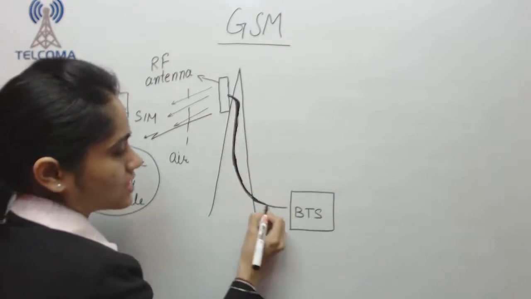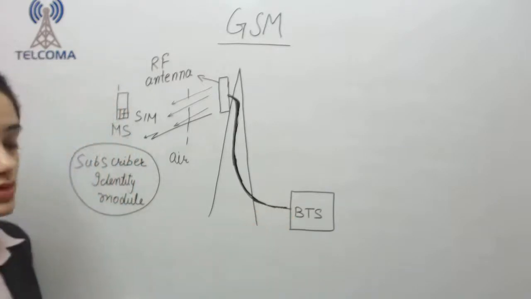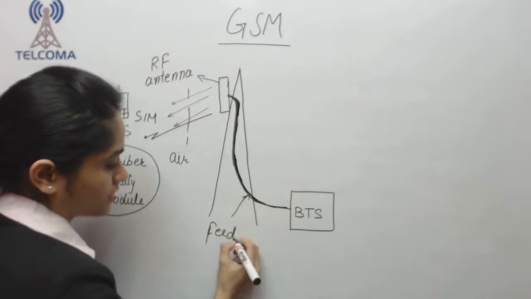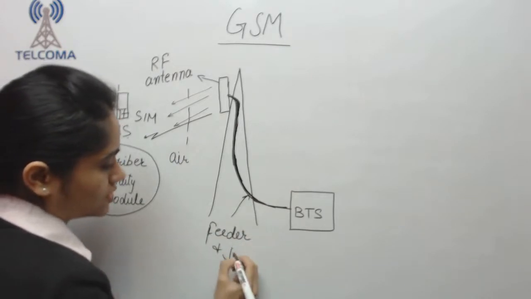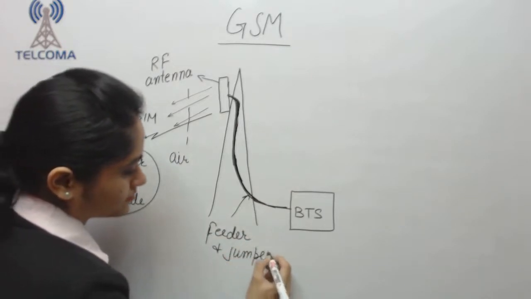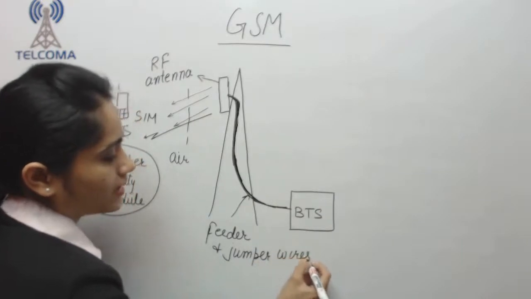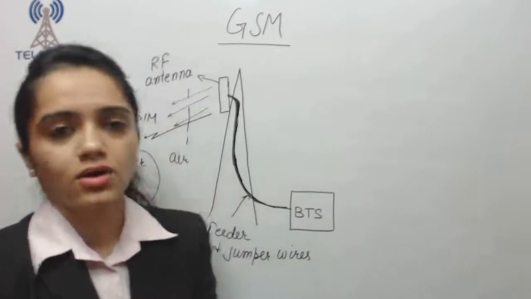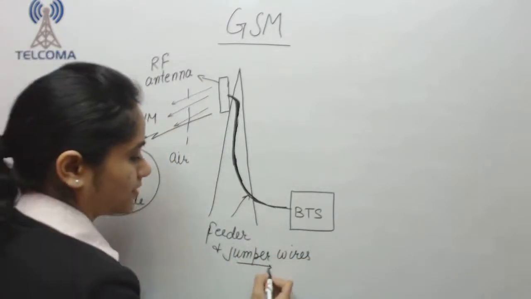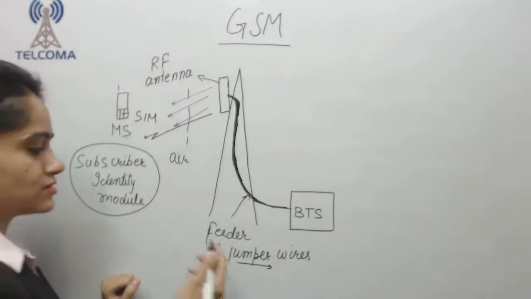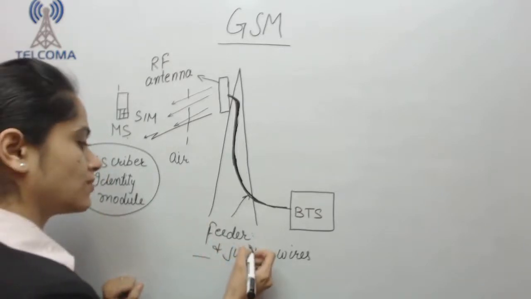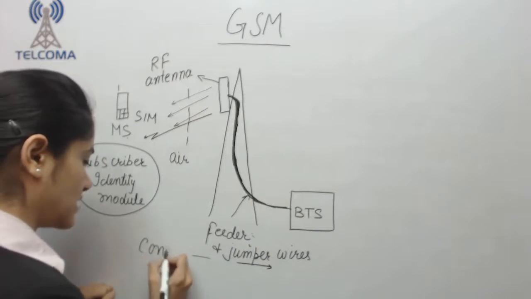So we have this as a wired medium. We are using feeder and jumper wires here. A feeder wire is a thick wire which is not that easy to flex or bend. So in between, when we require bending, we have to use jumper wires, which are flexible in nature. To make their connections we can use connectors as well.